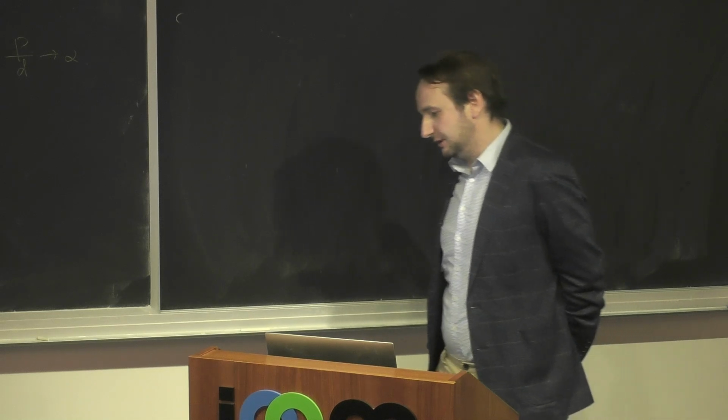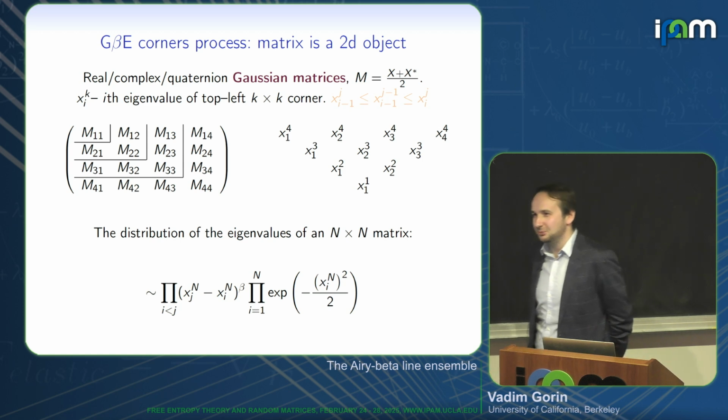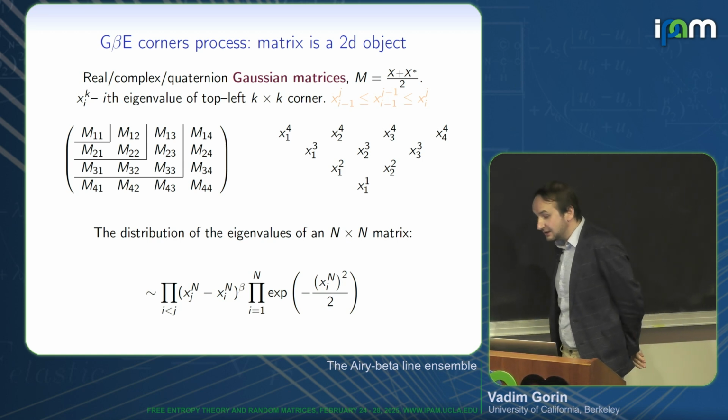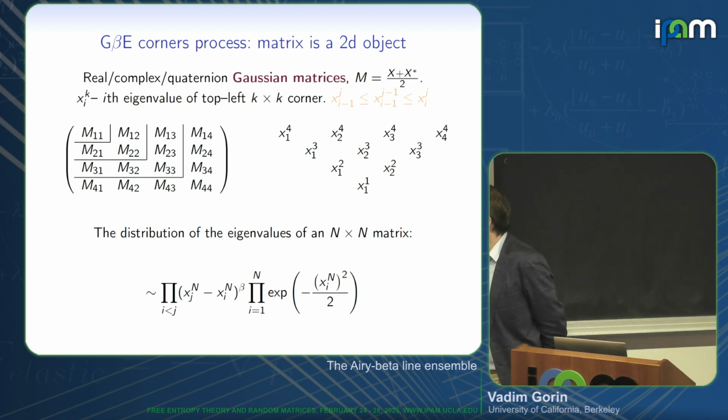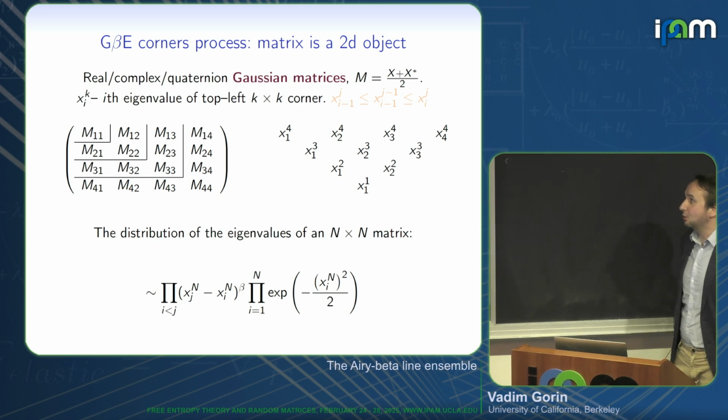We will not be interested in the Gaussian beta ensemble per se. Instead, we will be interested in two-dimensional extensions of this ensemble. We want to keep in mind that the matrix is not a one-dimensional object but a two-dimensional object, so we want to add a second dimension to our eigenvalues. There are several ways to do it. The first way, maybe my favorite, is by looking at what's called the Gaussian beta corners process.